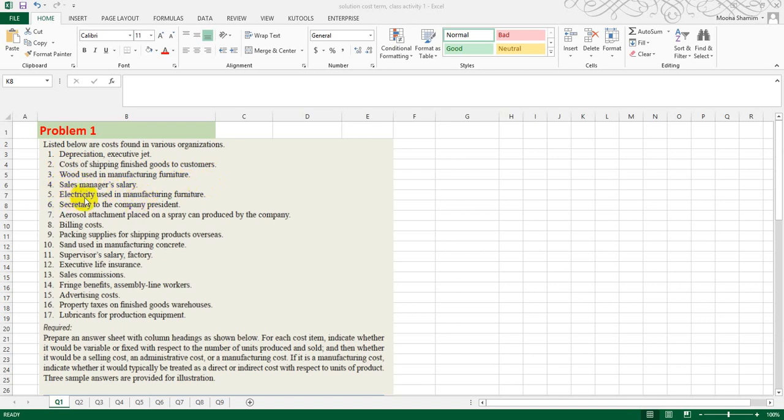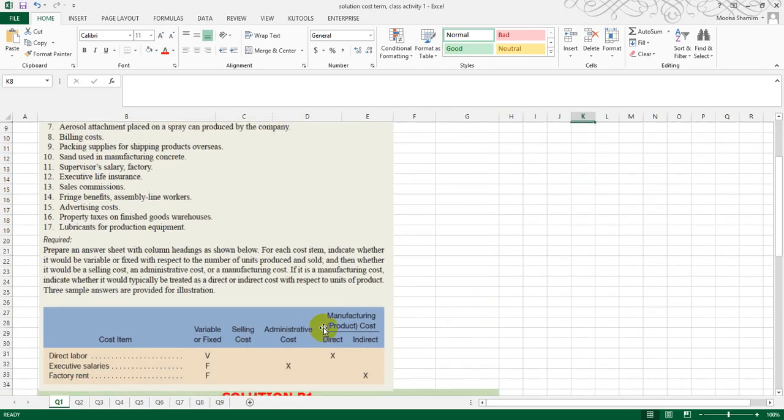Number 5, electricity used in manufacturing furniture. Number 6, secretary to the company president. Number 7, aerosol attachment placed on a spray can produced by the company. So there are a number of things, right till 17. So the requirement of the question is to prepare an answer sheet with column headings as shown below.